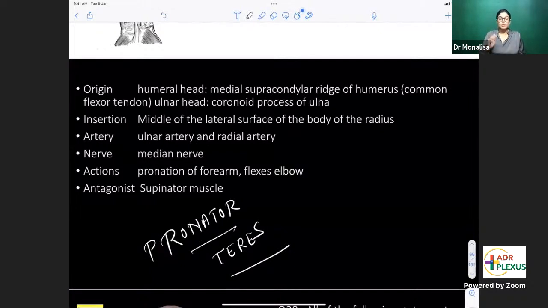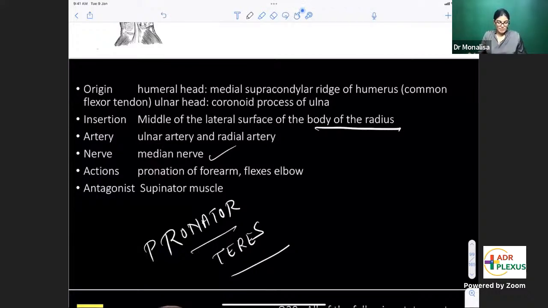and also from the coronoid process of the ulna, where it is inserting. It is inserting into the radius bone. It is not inserting into the ulna bone. So only we have got the incorrect option as the ulna insertion. Its nerve supply is median nerve, and its action is pronation of forearm. The action is just the reverse of supinator muscle action. So the antagonist muscle of pronator teres is supinator muscle.